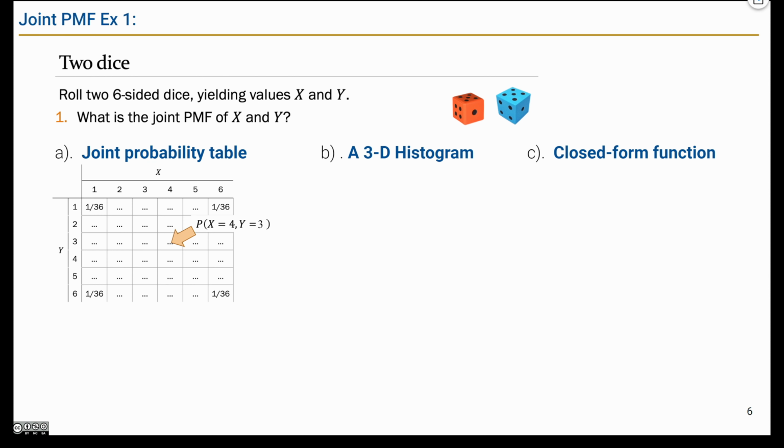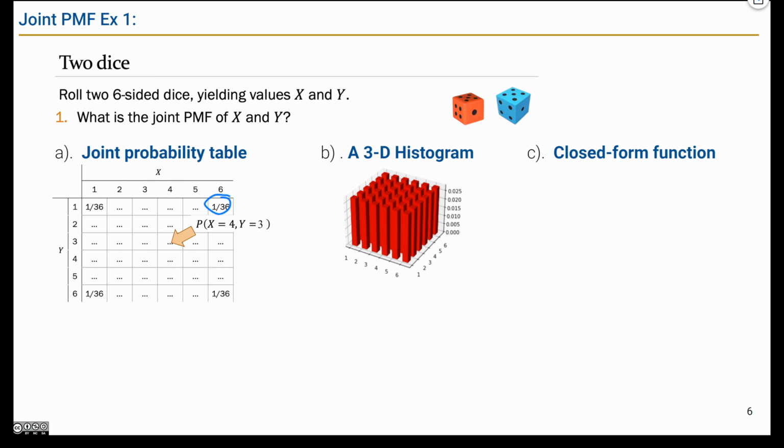Okay, the table's kind of a ridiculous question because all values in the table are 1 out of 36. I'm equally likely to get any combination of x and y because these are fair 6-sided dice. So I just stopped writing 1 out of 36, but that's basically the value for all of them. So now when I do the histogram, it seems kind of not as useful of information. These all have the exact same height because they all have the same probability.